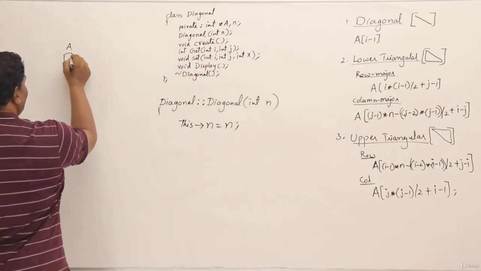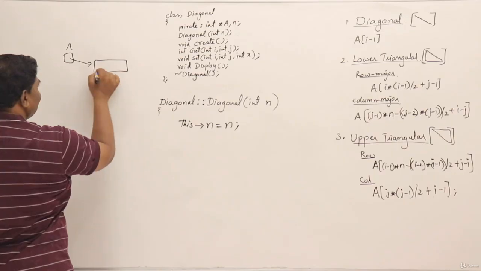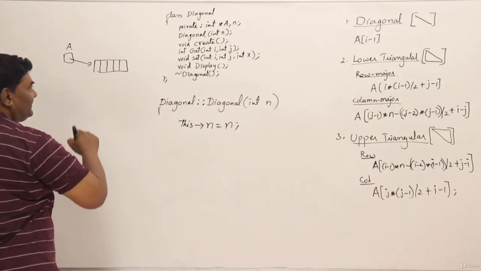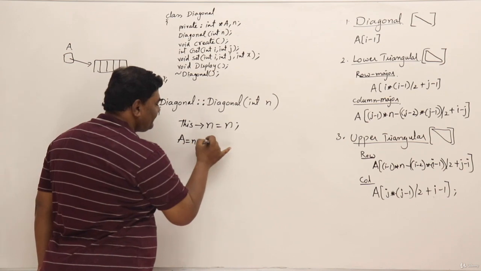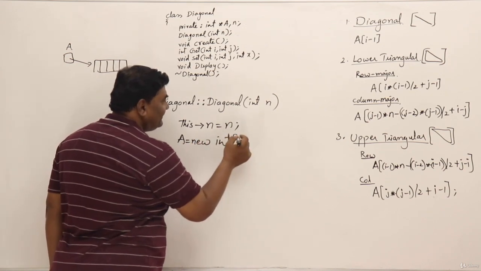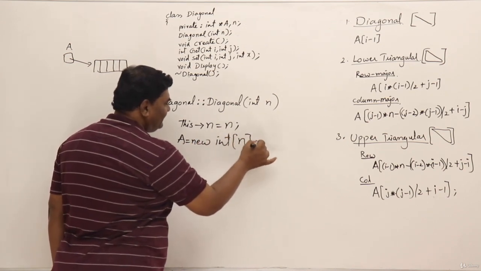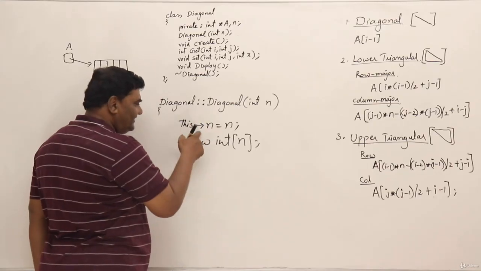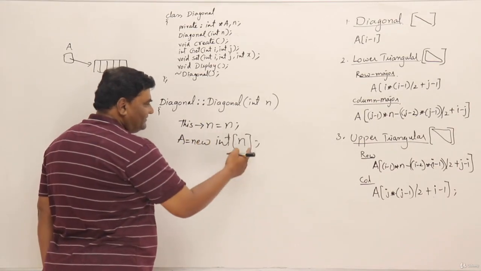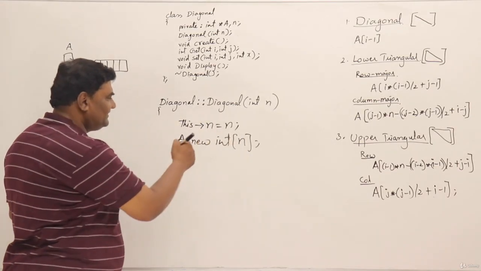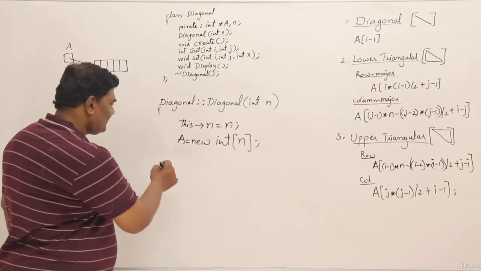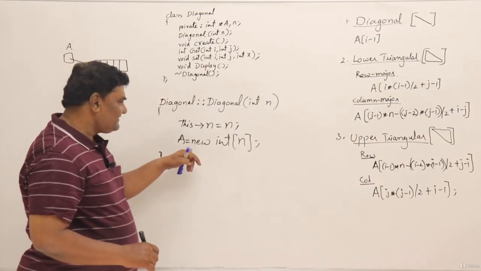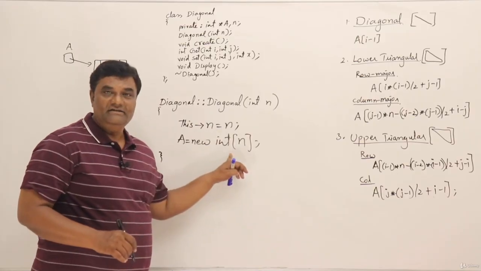So I should create an array in the heap of that size. Suppose size 5. Then I should create an array in heap. So A is assigned new int of size n. I can simply take either this arrow n or just n. So this will create an array. This is a constructor, so inside the constructor, this is created in heap dynamically.